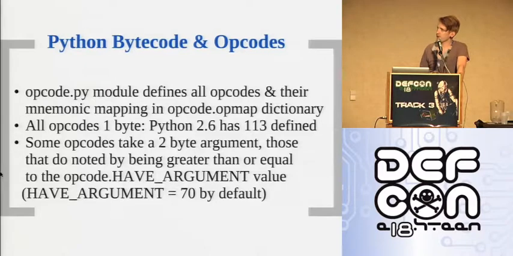Python has a bytecode language. Obviously, it's a pretty simple language, and every opcode is just an 8-bit opcode. So there's only 256 available. Currently in Python 2.6, there's 113 already defined. Optionally, one Python opcode can take arguments. All arguments are 2 bytes.